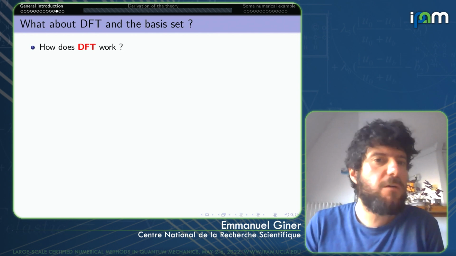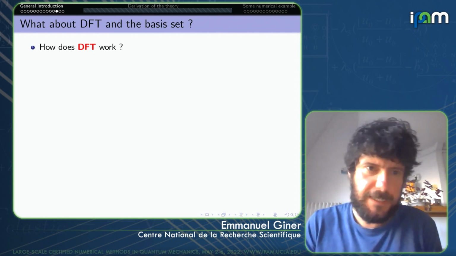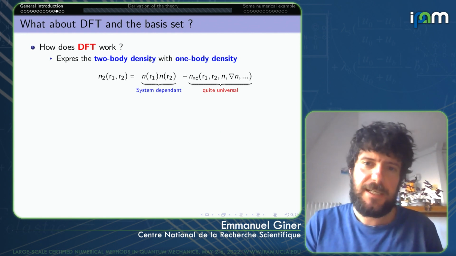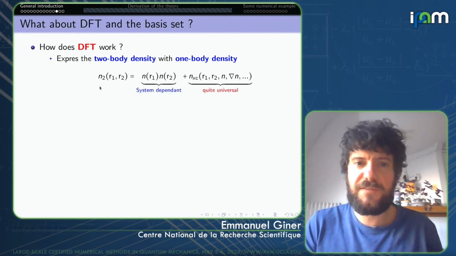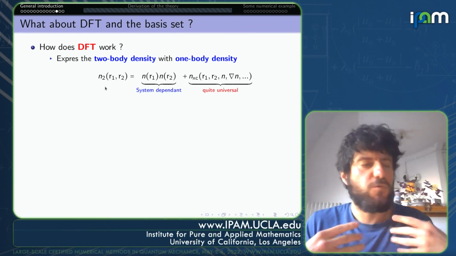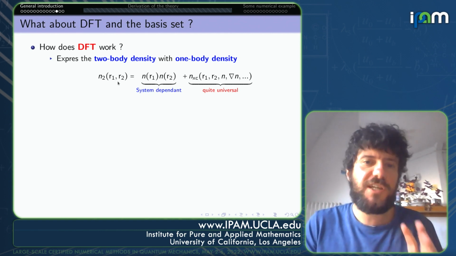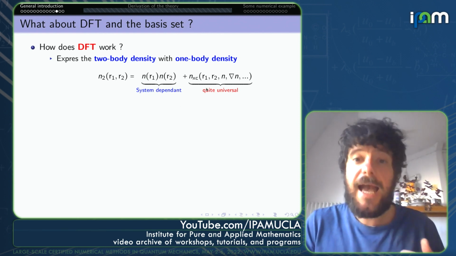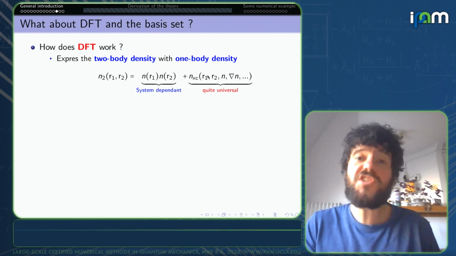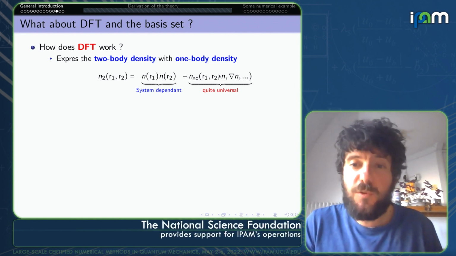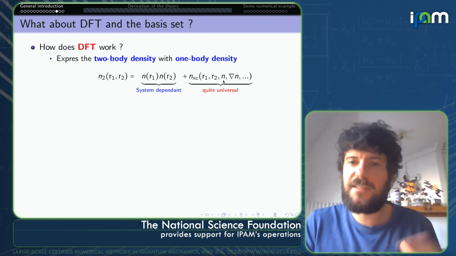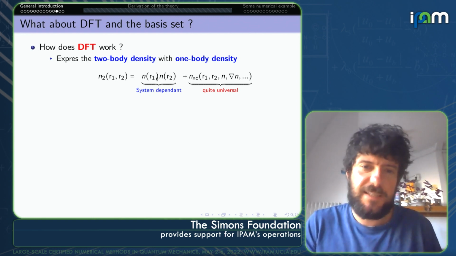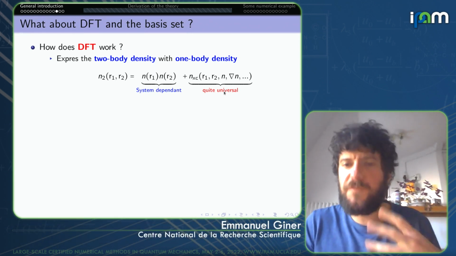So first, roughly speaking, how does DFT work from a wave function perspective? In DFT, essentially what you do is express the exact two-body density with only one-body density ingredients. So if this is the exact two-body density, with the cusp and all this kind of stuff, a complicated object, you say essentially that you have just an uncorrelated product of one-body densities and this exchange-correlation hole, which you are going to parameterize with only the one-body density objects, so the density, gradients, and this kind of thing.